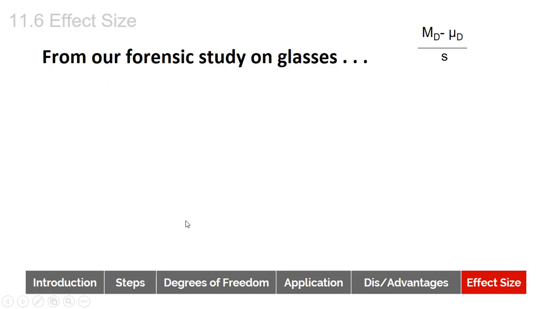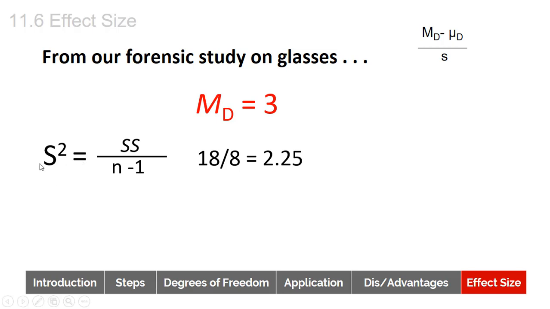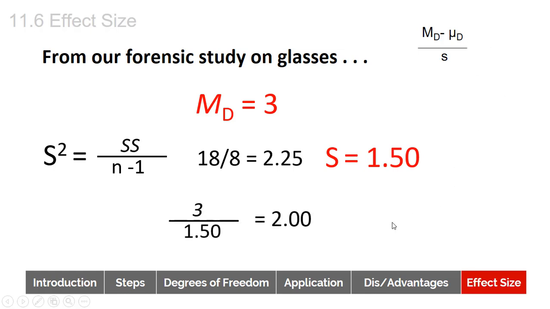So let's take a look and see what this would look like from our study on glasses that we talked about a few videos ago. Our mean difference was 3, and we did have the variance, but we do need the standard deviation. So all we do is we take the square root of our variance to get a standard deviation of 1.50. When we put 3 divided by 1.50, it gives us a Cohen's d of 2.00. That's pretty high. As you recall, 0.8 is considered high. So this is a very high effect size.